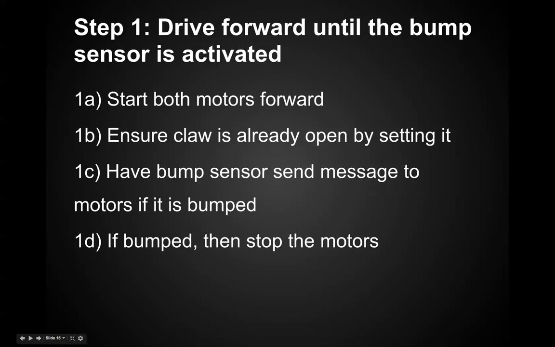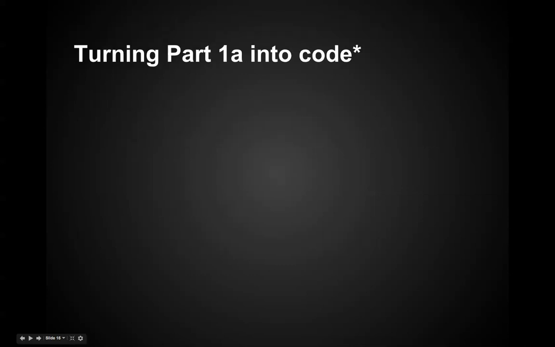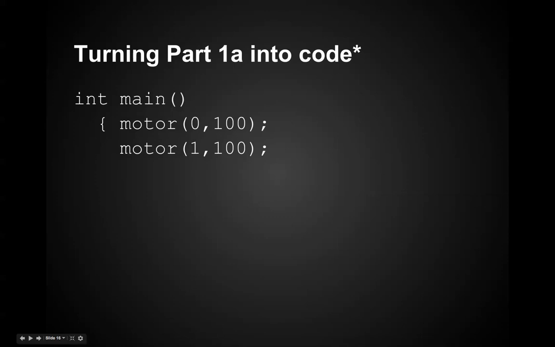What does this look like in code? Well, let's just take a look at 1A so that you can get a sense of how quickly this turns into code. We have our main function that we must have for every robot program. And all we need to do is turn on motor 0 at 100% and motor 1 at 100%. Now the dot dot dot would be a representation of 1B, 1C, 1D, etc.